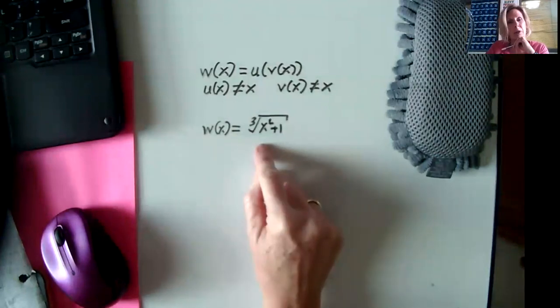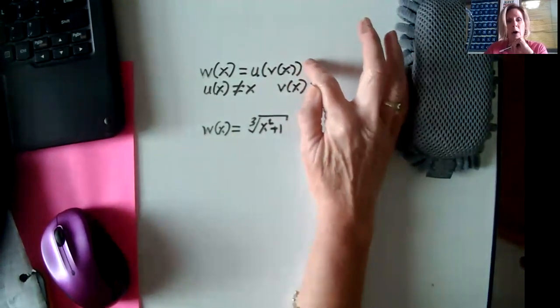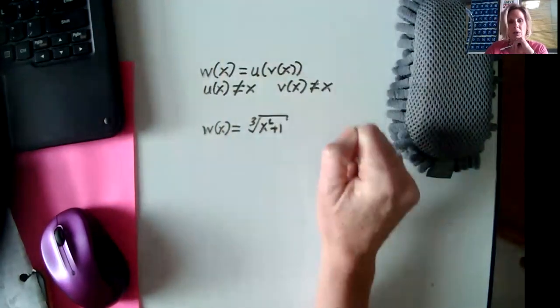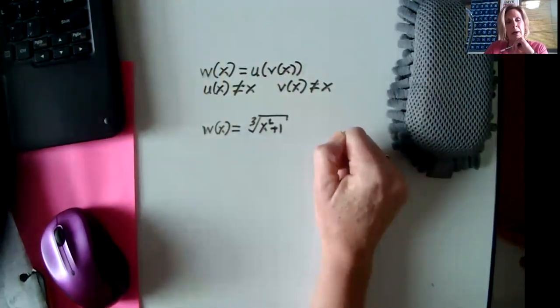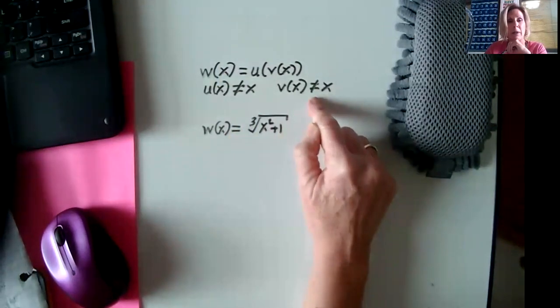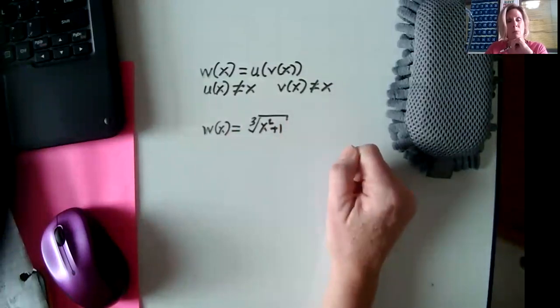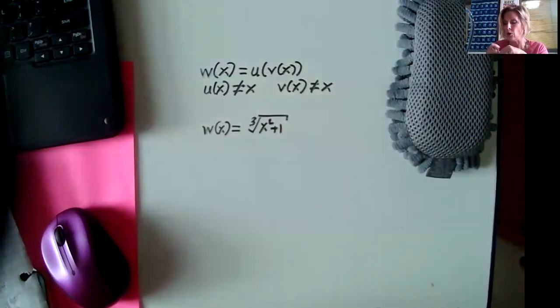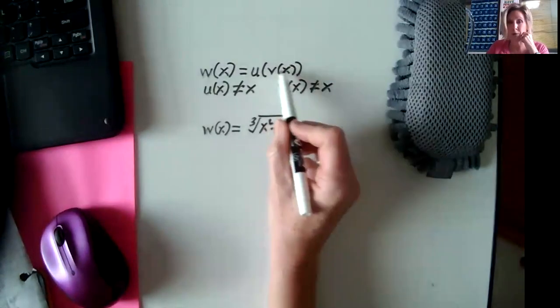I want you to come up with a U of X and a V of X so that U of V of X equals W of X. And my only restriction is that you can't let U of X or V of X simply be X, okay? So there's usually, especially with the ones I'm coming up with, more than one way to do it. So what I tend to do is look at the inside function. So the inside function, by the way, is V of X.